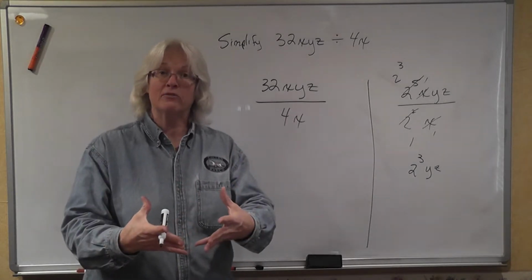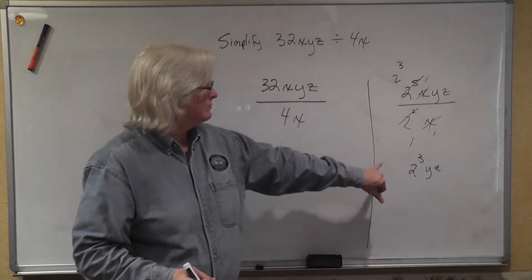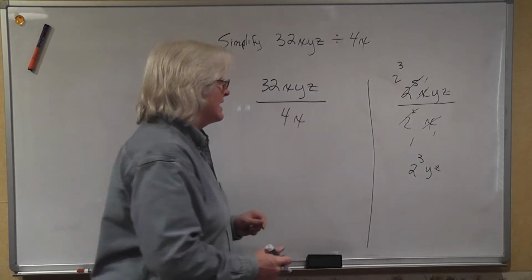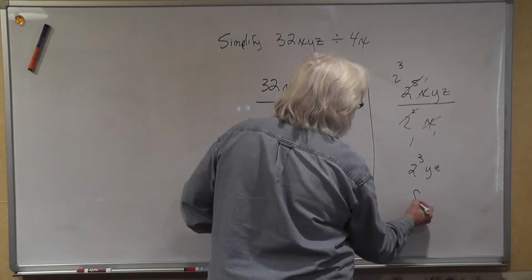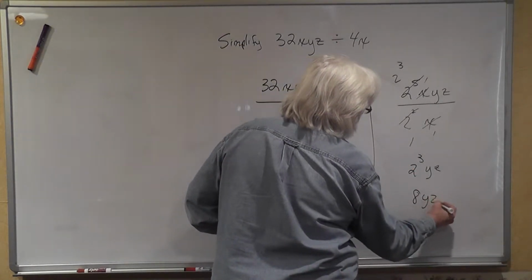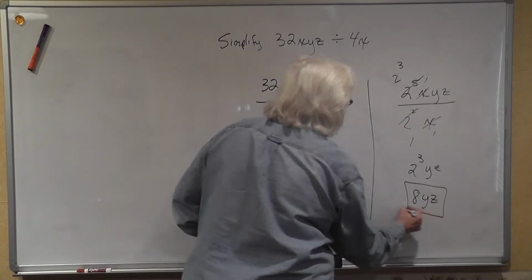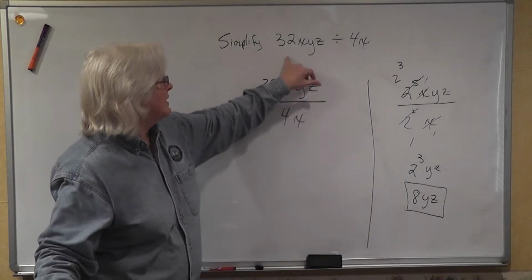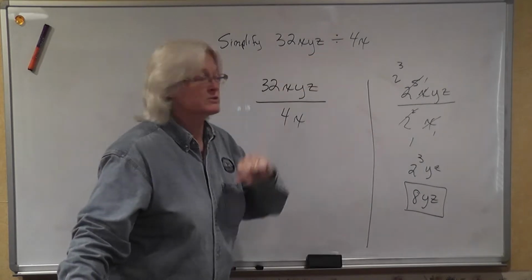Can we leave it in that form? No, we're going to go ahead and write out 2 cubed as 8. So we have 8yz is the quotient that results when we divide these two monomials.